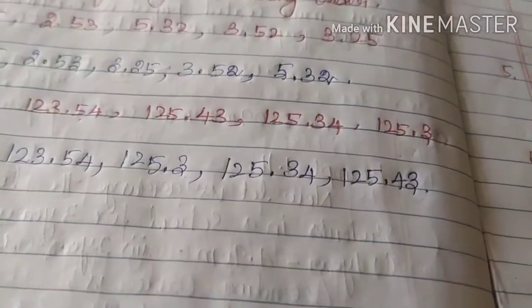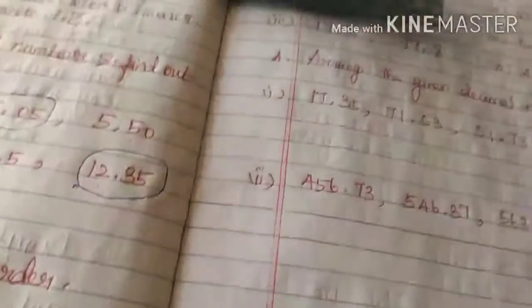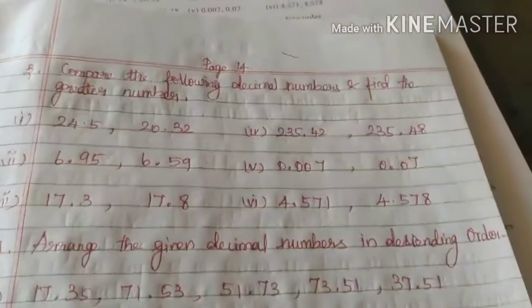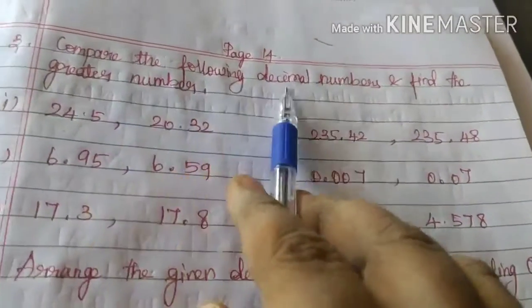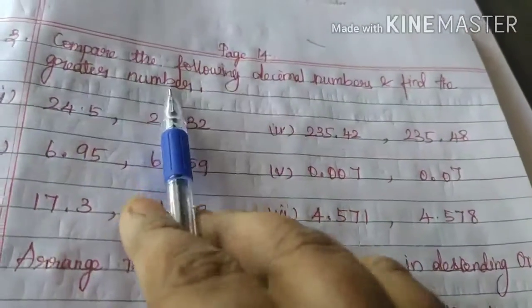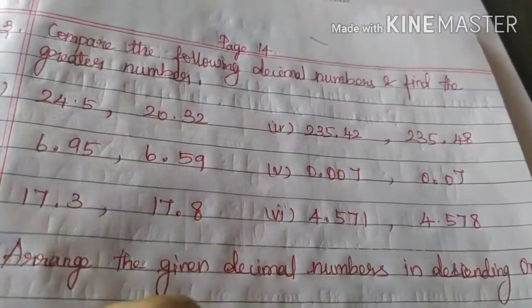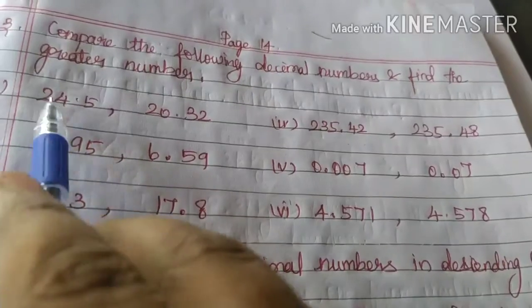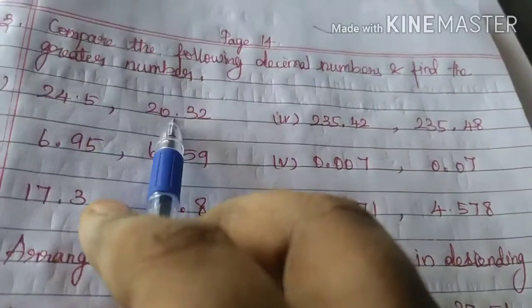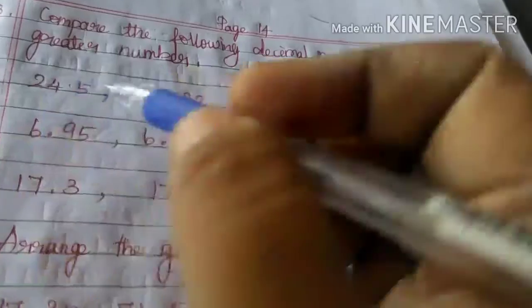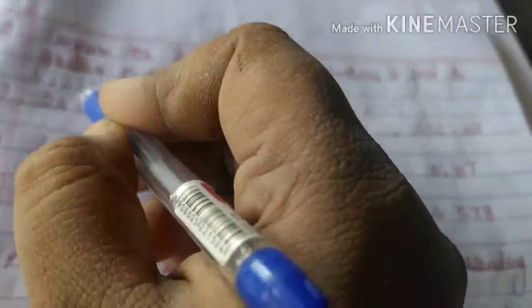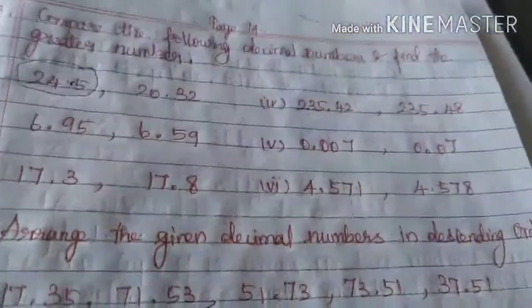Okay, so next, compare, page number 14. Compare the following decimal numbers and find the greater number. First we circled the smaller number, now we are going to circle the greater number. Okay, shall we get ready? Here 24 and 20 whole numbers, so 24 whole number is greater, so we have to circle that 24.5, the greater number.